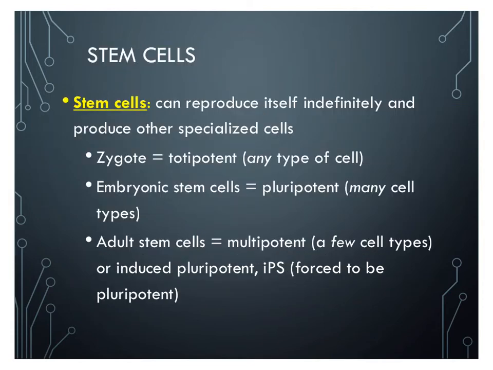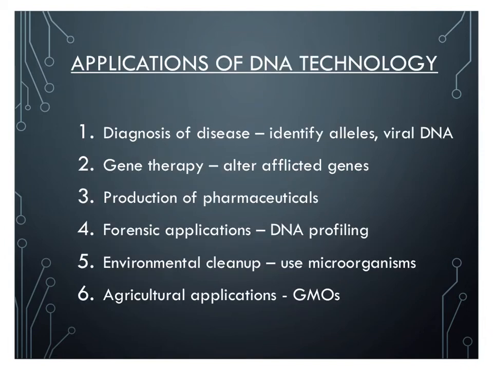Stem cells are cells that can reproduce themselves indefinitely and produce other specialized cells. Essentially, a stem cell is right before the embryo starts to specialize. So remember, you have the zygote, which is totipotent, meaning it can be any cell. That zygote starts to replicate, it forms the embryo, which contains many different cell types, and then eventually your cells start to specialize. So a stem cell is a cell before it has specialized. It's the point right before it starts to differentiate itself into its different cells.